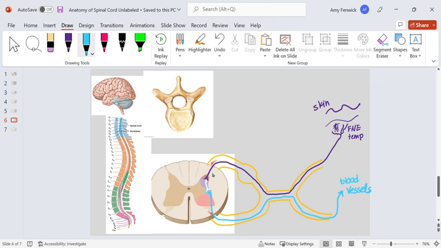If this were hot temperature, it would innervate blood vessels and at the same time sweat glands, but it would still be a somatic sensory because it's in skin and a visceral motor neuron because it's going to innervate things that you can't consciously control.